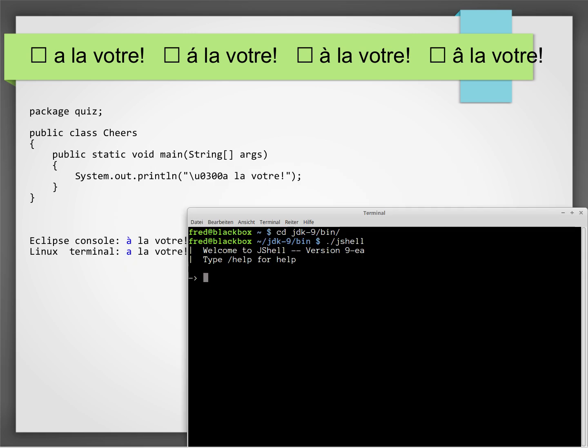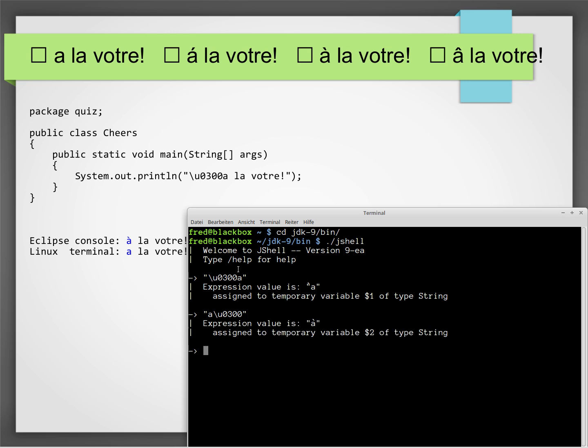So I tried JShell. If you write \u0300A in JShell, I think the problem becomes a little more apparent. Here you can hopefully see the accent is above the quote mark, not above the A. So these combining characters have to go after the character that you want to combine them with, not before. To me, this was somewhat counterintuitive. So if you say A and then the magic incantation, you get the correct result.